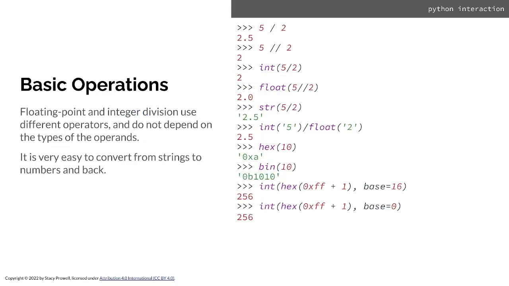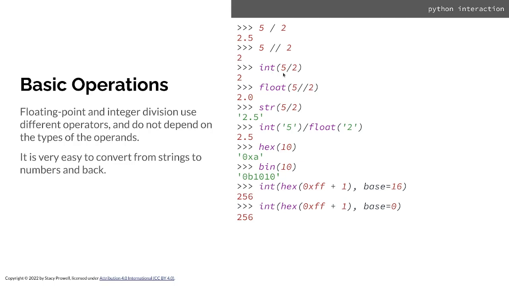Basic operations are simple. A single slash performs division, and it will produce a real result. So 5 divided by 2 is 2.5. If you want integer division, truncating integer division, you want 2 slashes. So 5 divided by 2 is 2, because the floor of 5 divided by 2 is 2.